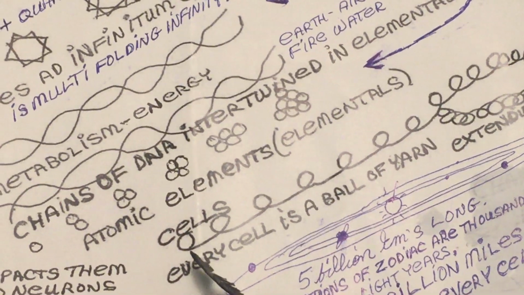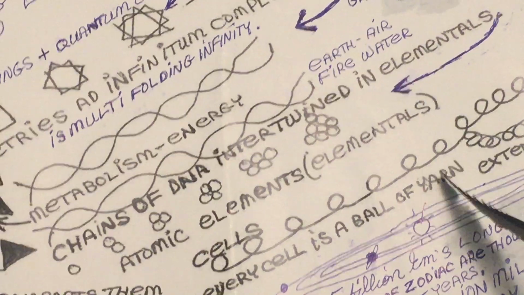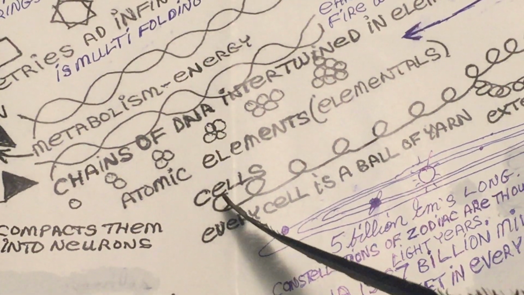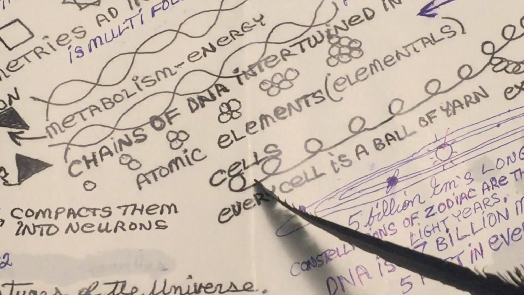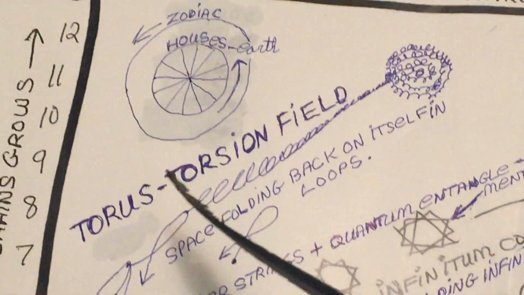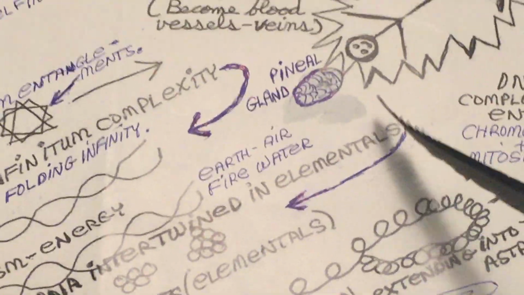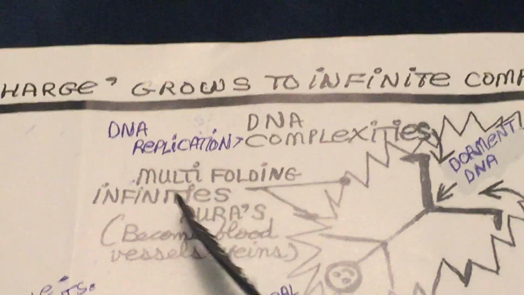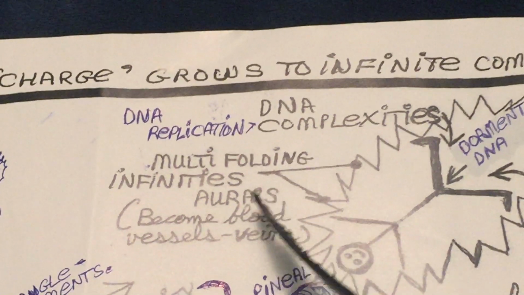And we see that in every cell we have this ball of yarn that I was speaking of. That is what creates cells. Our cells, like all cells of all life on Earth, is a form of these interfolding torsion fields. And they result in DNA replication, DNA complexities, multifolding infinities, representative of our auras.